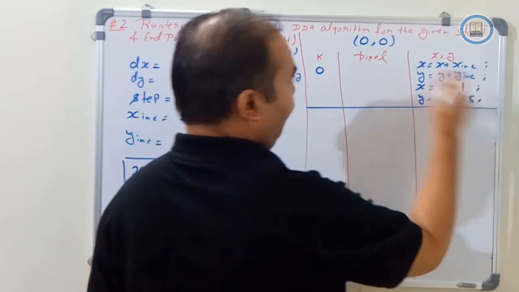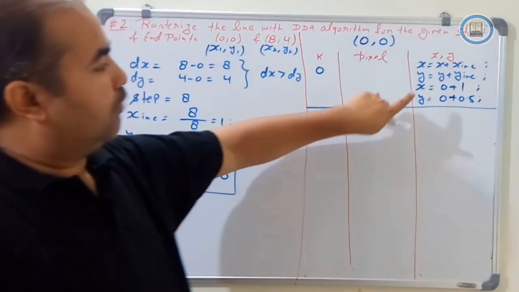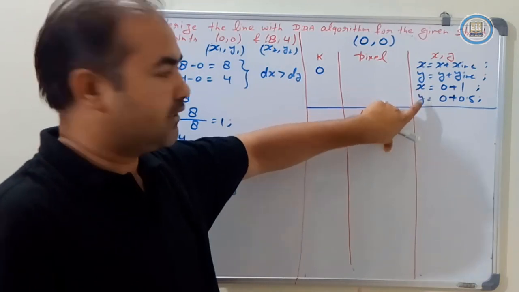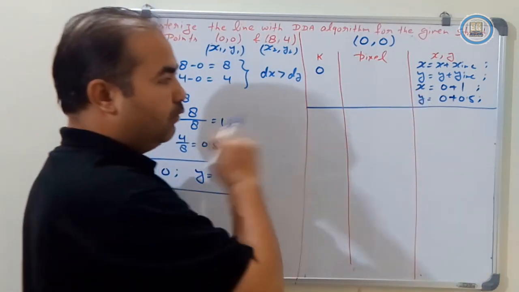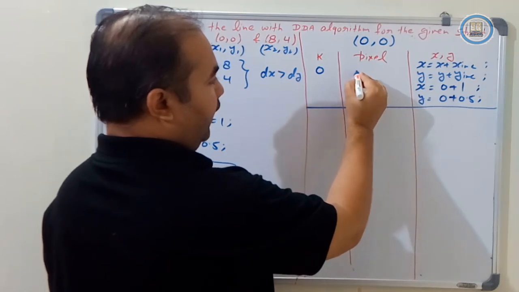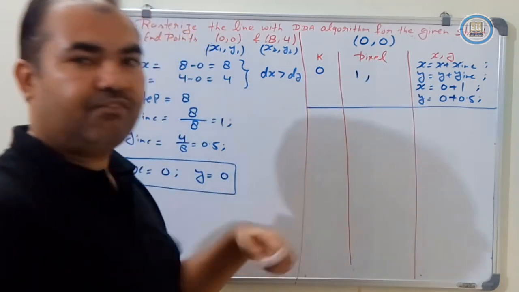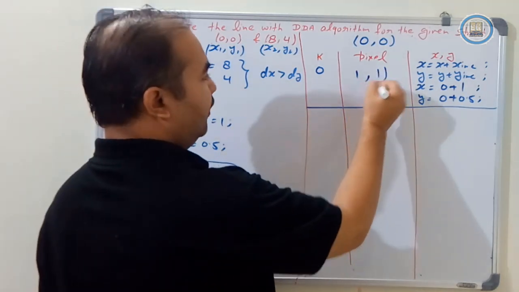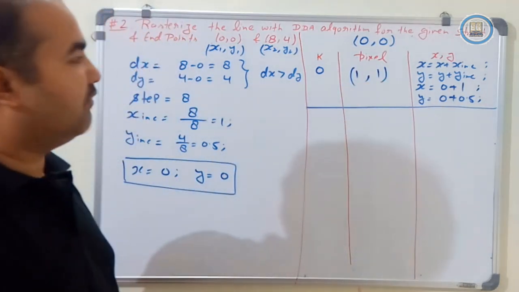Now what we need to do? According to the algorithm, we need to set the pixel. That is, we need to round off the values of x and y. So after rounding off, x is 1 and the value of y is 0.5 plus 0.5, so it will become 1, 1. This is the first pixel we have calculated.